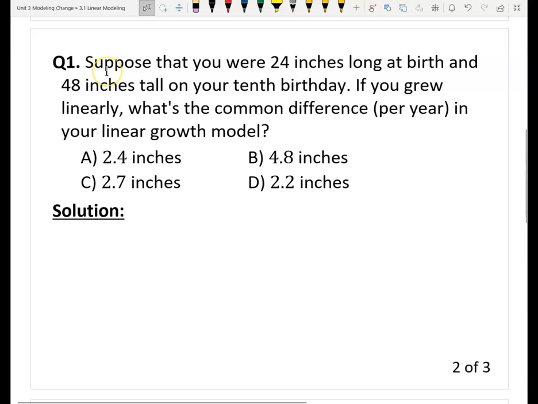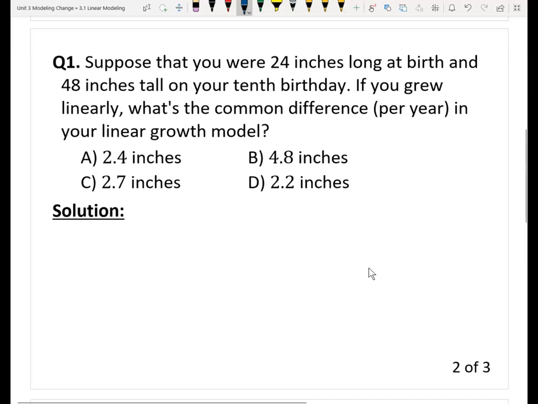So this is the formula we are going to practice now. Here is the first question. Suppose that you are 24 inches long at birth and 48 inches tall on your 10th birthday. If you grow linearly, which means it's a linear model, what's the common difference per year in your linear growth model? This is the question. We are going to find the common difference in a linear model. So what we need is the formula, or we can draw a graph.